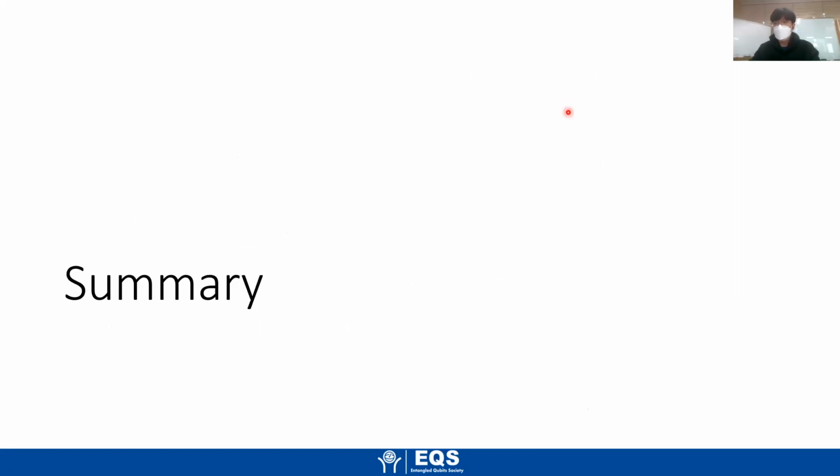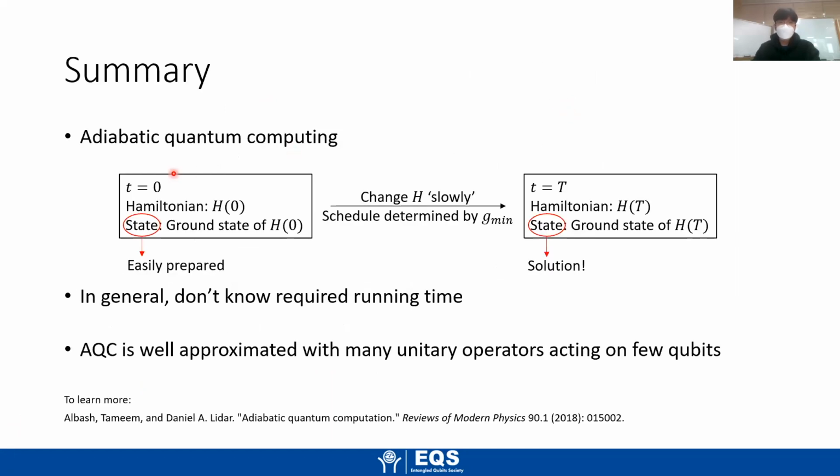To give a short summary of what we talked about, I introduced something called adiabatic quantum computing. At time 0, we have a Hamiltonian and its ground state, and the condition is that this state should be easily prepared. Then we change this Hamiltonian slowly by some schedule determined by G-min, the minimum difference between the eigenvalues of the ground state and the first excited state.